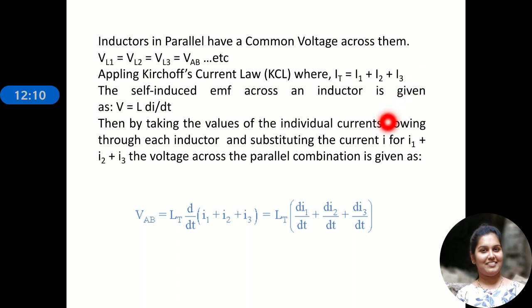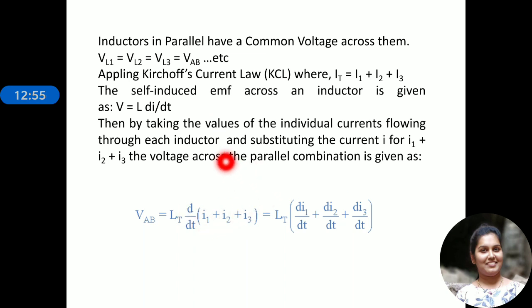Okay, and also we know that the self-induced EMF across an inductor can be simply written as V is equal to L di by dt, right? This is what we have discussed in the first video on inductors. The voltage developed across the inductor is V equal to self-inductance times the rate of change of current, L di by dt. So by taking these values for the individual currents flowing through the inductors in our circuit and substituting the current I as I1 plus I2 plus I3, we can simplify the expression.